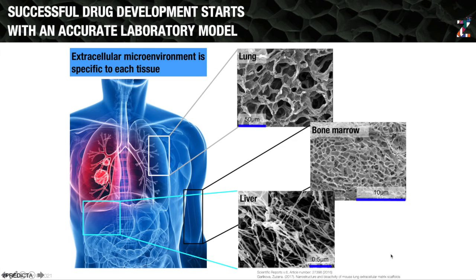What we decided to do is to focus on the differences in microenvironment between various tissues. As shown here, these are extracellular matrices of different tissues: lung, bone marrow, and liver. This is done by cryo-EM. As you can see, these different tissues have very different architecture of the extracellular matrix, and therefore it will drive different aggregation and different growth properties of the cells growing within these matrices. So we really have to match the cell to its tissue.